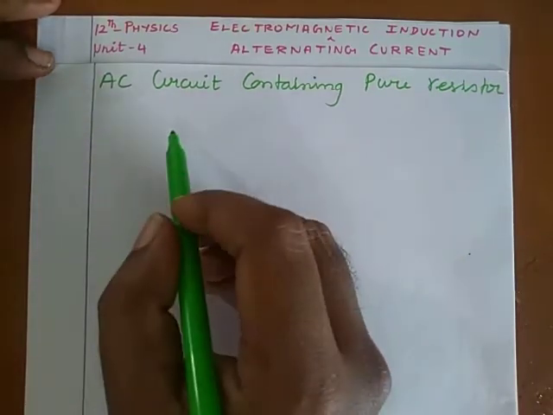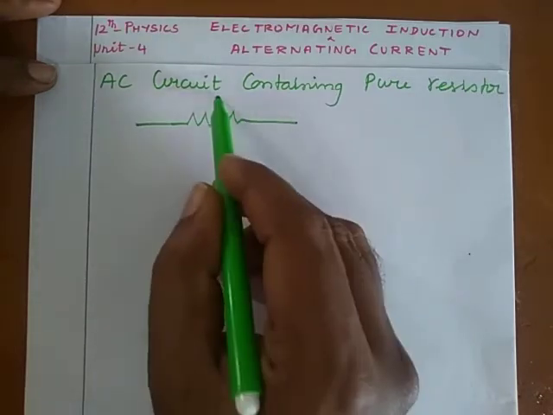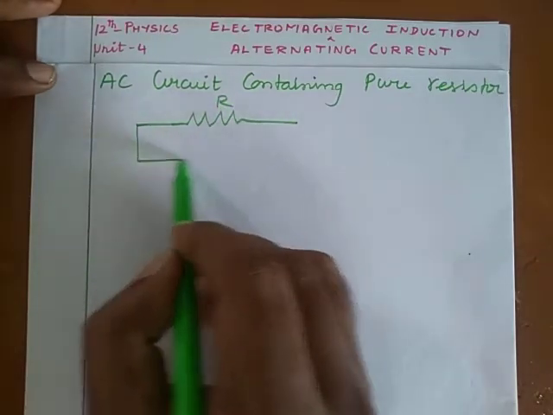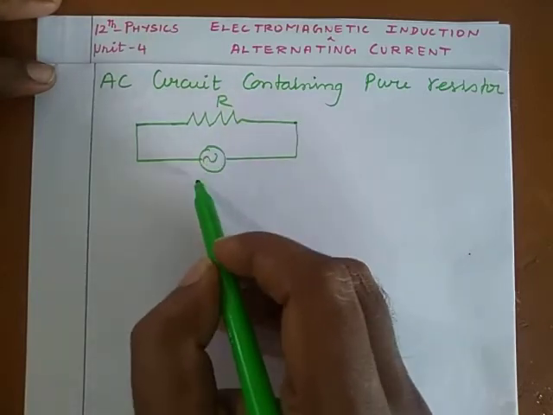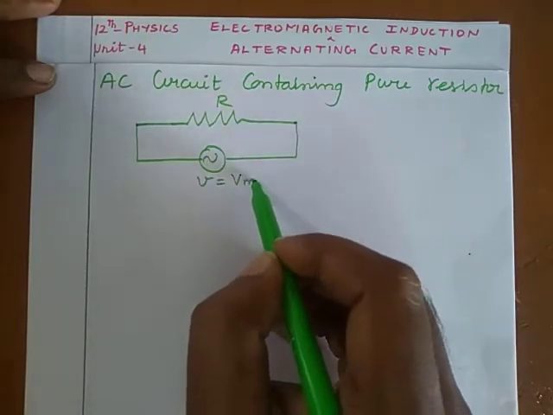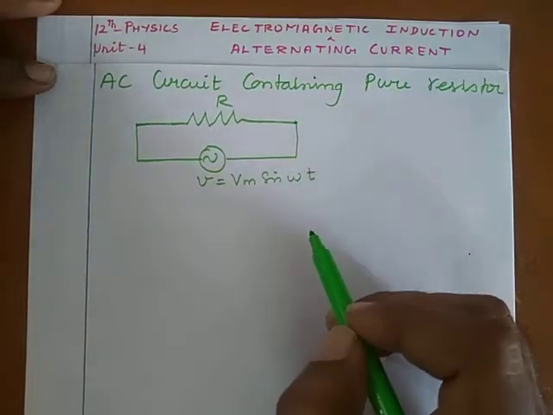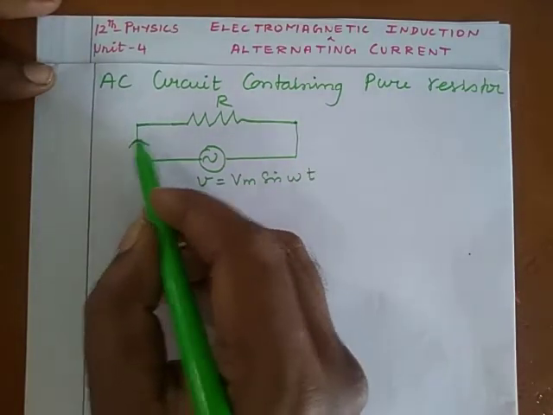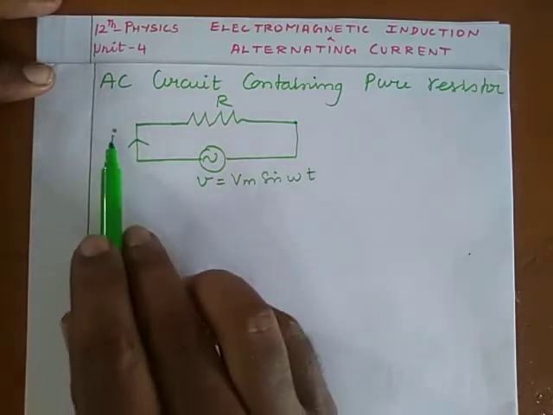For that I am considering a pure resistor of resistance R that is connected across an alternating source of voltage V equal to Vm sin omega t. After applying this voltage, it constitutes a current I. We need to find the phase angle between this voltage and this current.